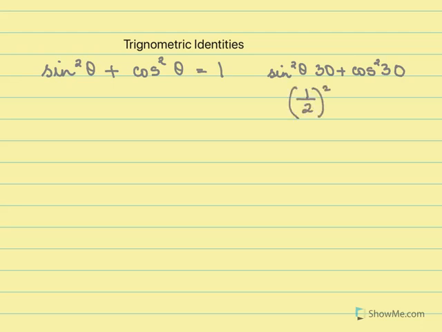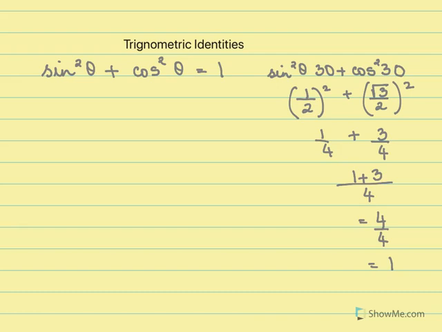Sine 30 is 1 by 2. So sine square 30 is 1 by 2 the whole square. Cos 30 is root 3 by 2, the whole square. So 1 by 2 the whole square is 1 by 4. Root 3 by 2 the whole square will be 3 by 4. You take the LCM 4, and you see it is 4 by 4, which is equal to 1.